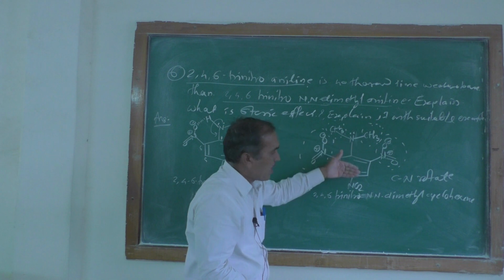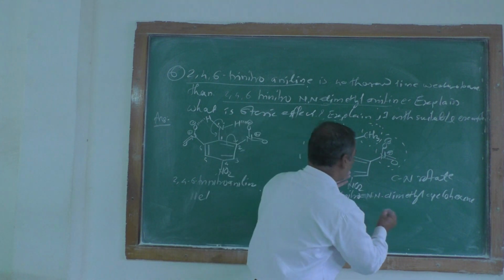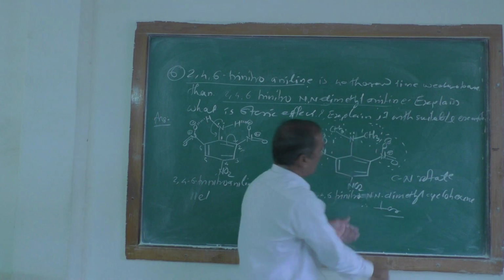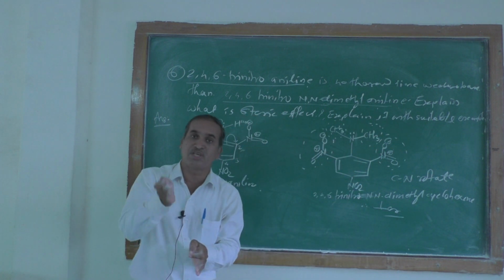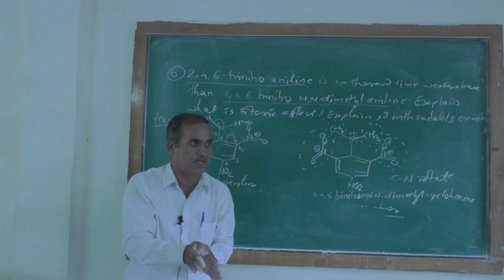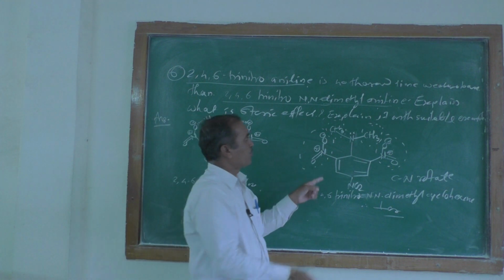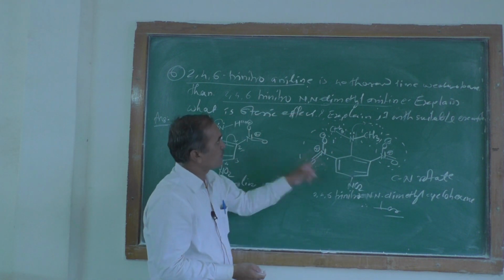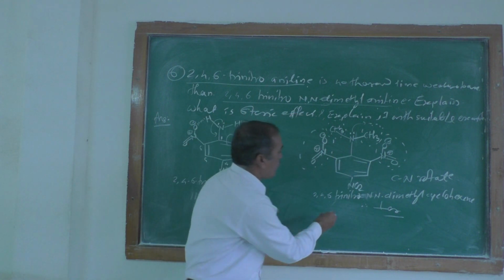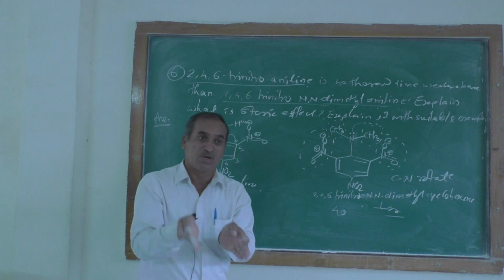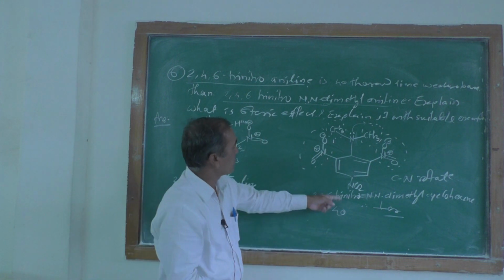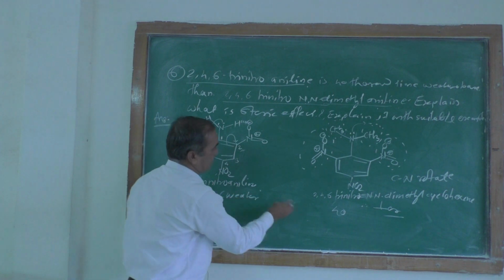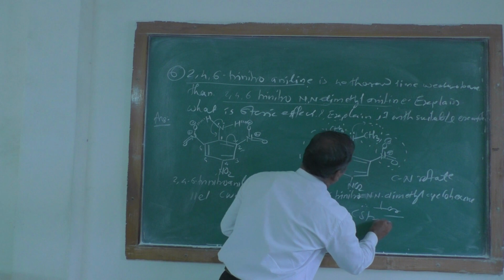The lone pair and the benzene ring become perpendicular, and therefore delocalization is inhibited here, prohibited here, and therefore the lone pair is readily available for donation. That's why this compound is 40,000 times stronger base as compared to this one. This is a weaker base, and this one is a stronger base.